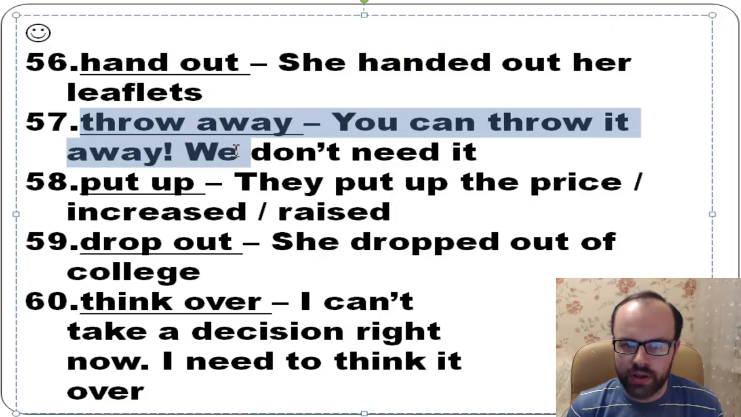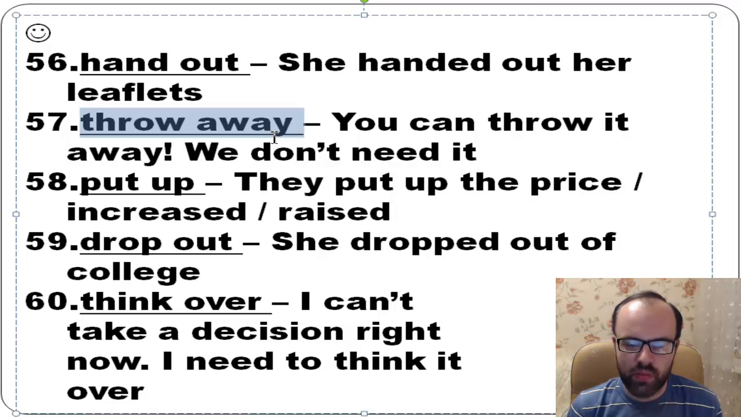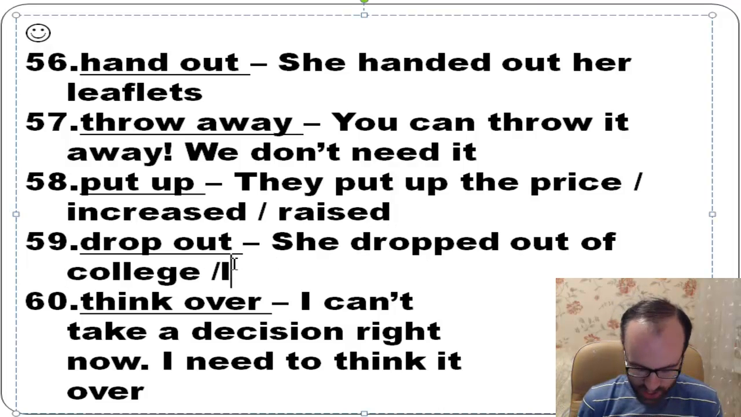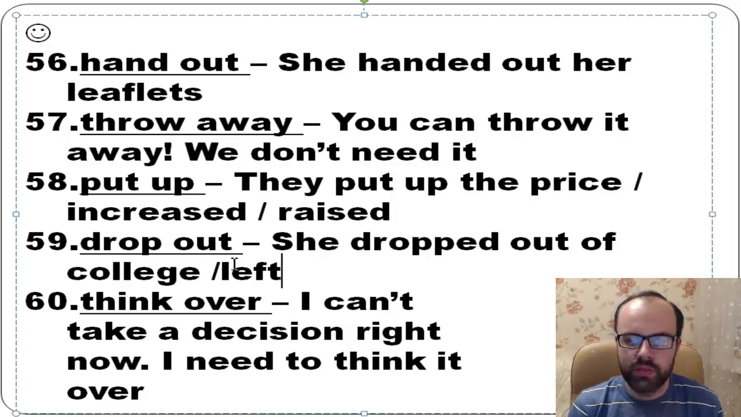Next, throw away. We don't need it. When you don't need something and it's like rubbish, you throw it away. Put up. They put up the price, or they increased the price. They raised the price. Drop out. She dropped out of college. It means she left college, maybe because she didn't study well, or because she had bad marks, or because of other problems.